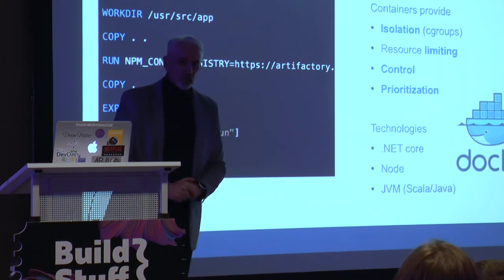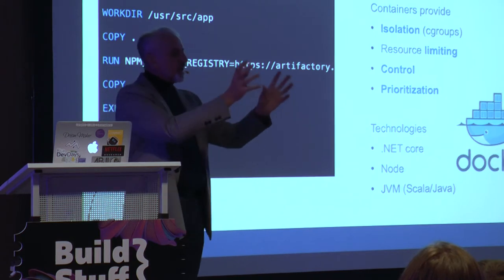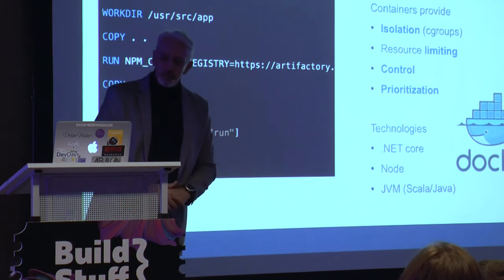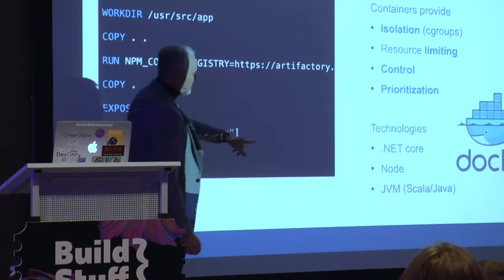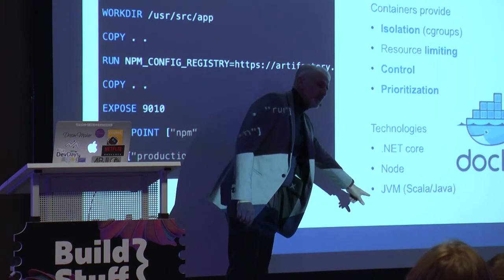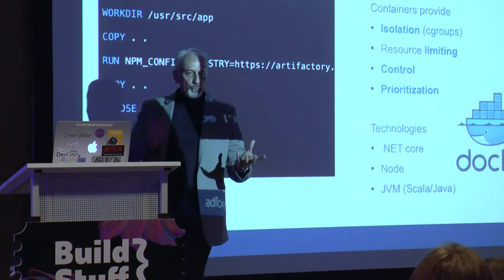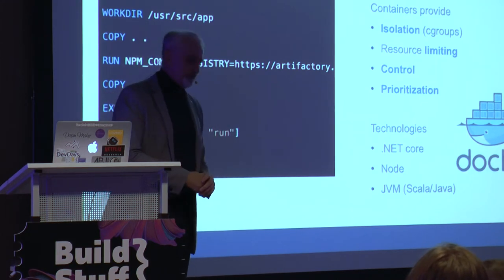If you're not familiar with what Linux has, it has a thing called C groups, which allows you to portion off a section of the machine, and that's what containers are. So if we use technologies like .NET Core or Node.js or something that lives in a JVM like Scala or Java, they're really nice to package up and put in a container and run them.